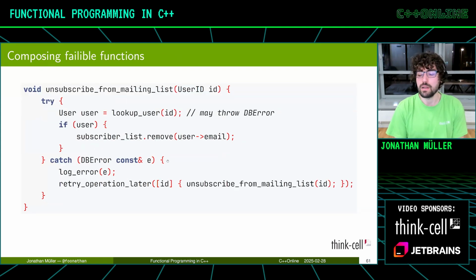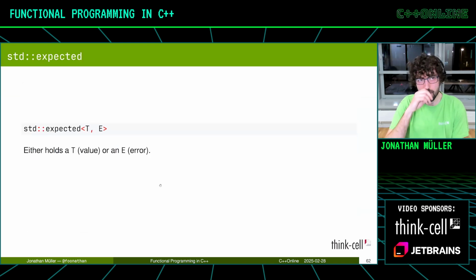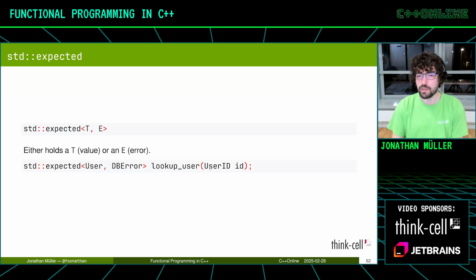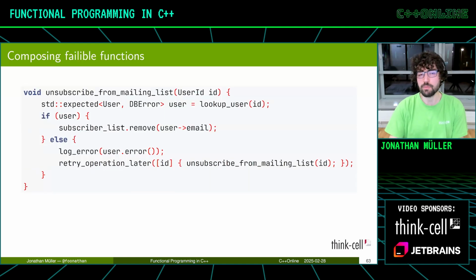Now, what if the user ID is always valid? It's just that the lookup, the DB might be unavailable. And if so, we get a DB error, and then we just want to retry it later. And then we still have a pipeline with a composition, but we can't really compose it because composition requires values, right? So we have to turn the exception into values in order to compose them. And for that, we can use expected. Expected either holds a T, which is our value, or an E, which is our error. And so suppose lookup user returns an expected of a user or a DB error.